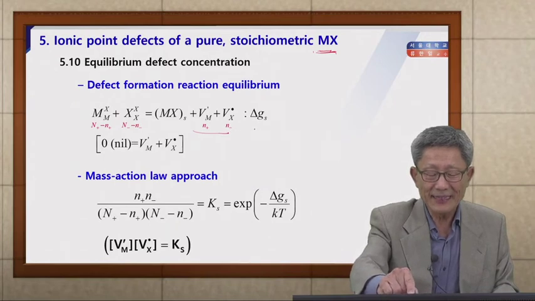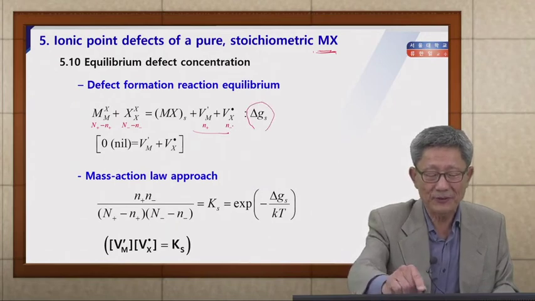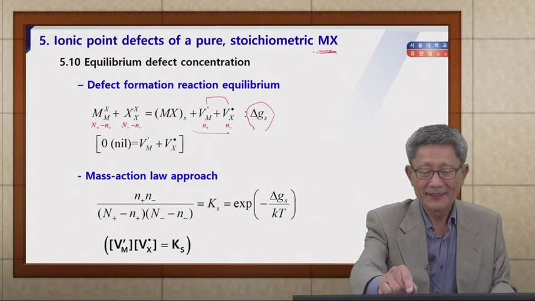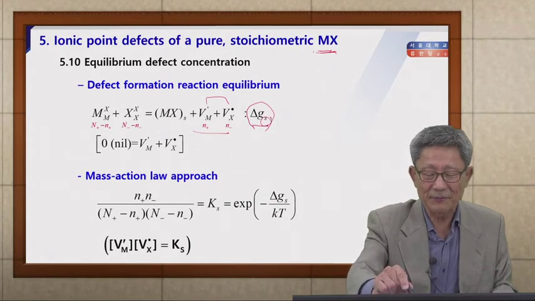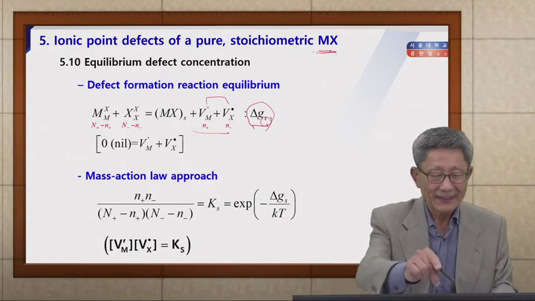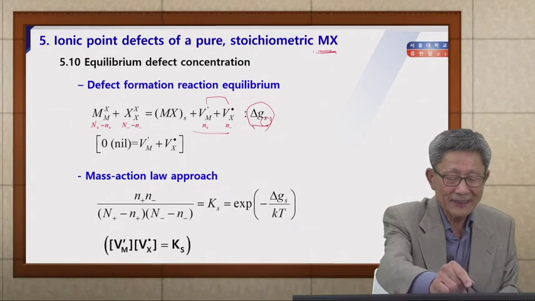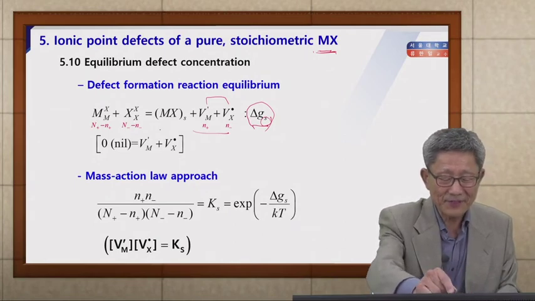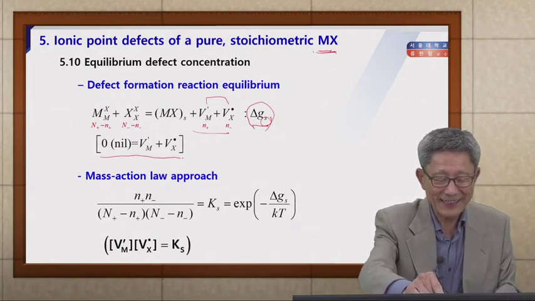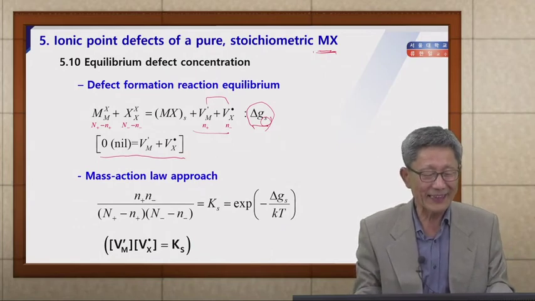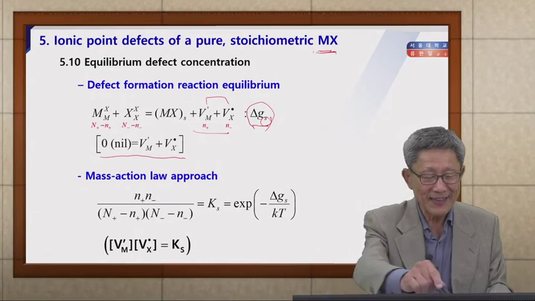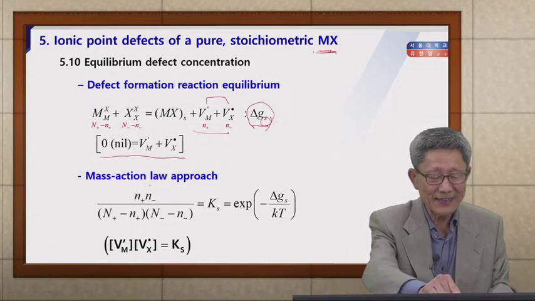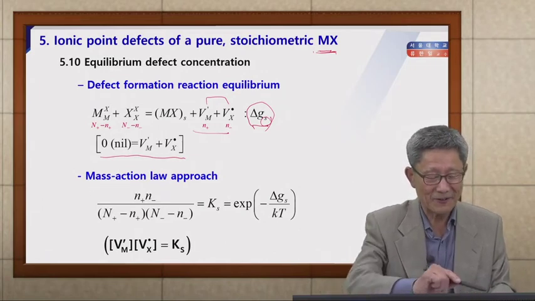And then it needs some work to create this defect pair. So this is called the defect formation Gibbs free energy. In this case, Schottky disorder, therefore we put S here. So by eliminating the M and X from both sides, you end up with this kind of defect formation reaction. And then how to calculate the equilibrium defect concentration is quite easy. You can simply apply the mass action law.